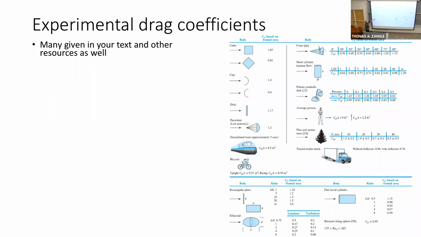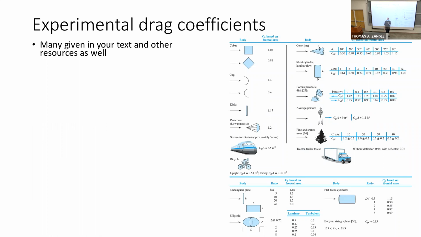There are many experimental drag coefficients given in your text and other resources, right? This is a thing you will often see recorded when people are talking about drag. So here, this is nice. It says CD based on frontal area. So we know what area we're talking about, and we're looking things up in this table. We see a cube, it's oriented flat side on versus corner on. Goes from 1.07 to 0.81. This cup shape, depending on how we orient it, has a huge impact on drag, and so on. So that's for coefficient of drag.